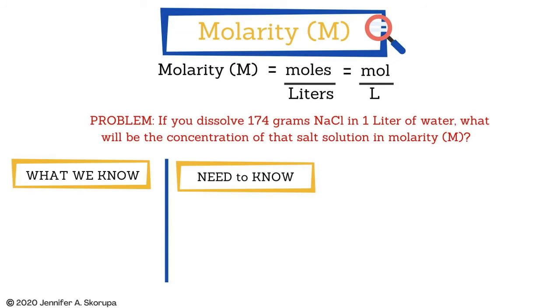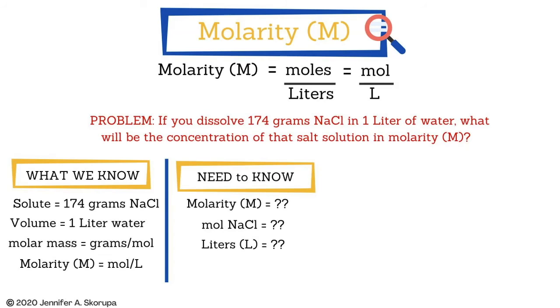If you dissolve 174 grams of NaCl in 1 liter of water, what will be the concentration of that salt solution in molarity? With word problems, always begin with writing down what you know and calling out what you need to know. What we know is that the solute is salt, NaCl, and we have 174 grams of it. For our solution volume, we have 1 liter of water. The problem is asking for the concentration of this salt solution in molarity, capital M, so I also want to write out the formula for molarity, capital M equals moles over liter. I'll also write the molar mass equals grams per mole.